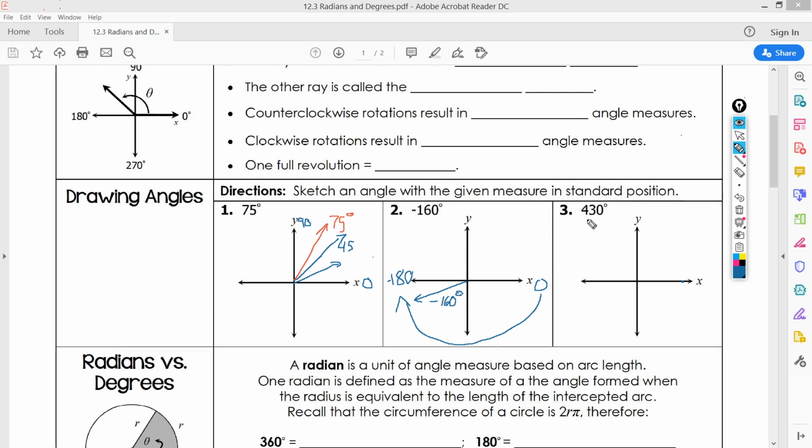430 degrees is a little tricky, right? Like, where's 430 degrees on this? I said 0, 90, 180, 270, 360. Well, we can keep going, right? So this is 0, 90, 180, 270, 360, and then plus 90 again is 450.